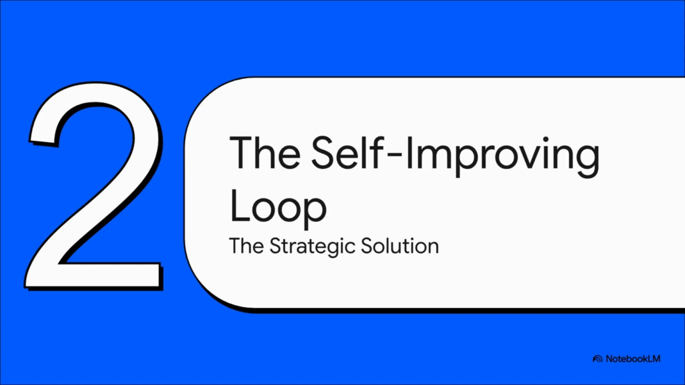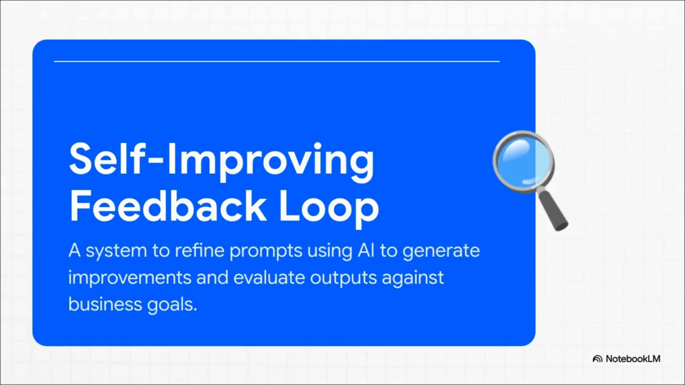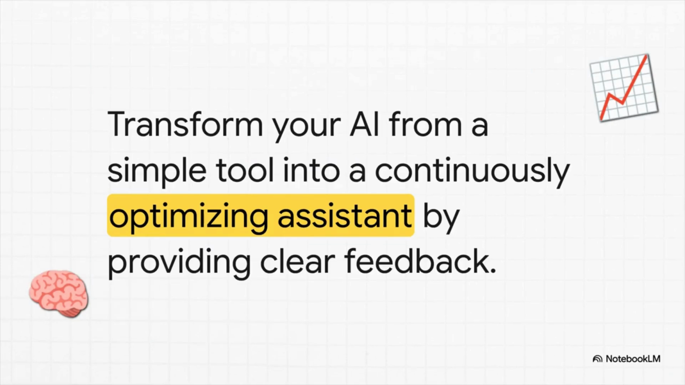This is where we stop simply telling the AI what to do, and we start training it. The solution is a really powerful concept called a self-improving feedback loop. And look, this is about way more than just writing better prompts. It's about creating a system where the AI helps you refine your instructions and then, get this, it actually grades its own work against your standards. This completely reframes your entire relationship with AI.